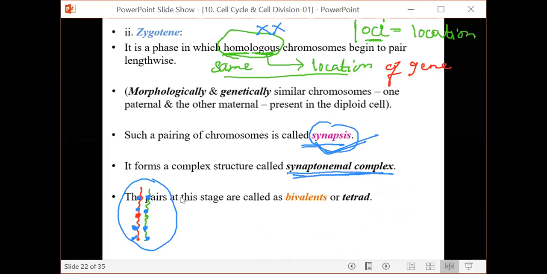Next. The pair at this stage, such pairing is called a bivalent or tetrad. Now, tetrad, any idea why tetrad? I was going to explain this term afterwards, but now that it has come up, can anyone make a guess why tetrad? Absolutely right, Rashmi. Yes, Ritisha. Very good. Because when we observe it closely, what we see is the chromosome is like this.